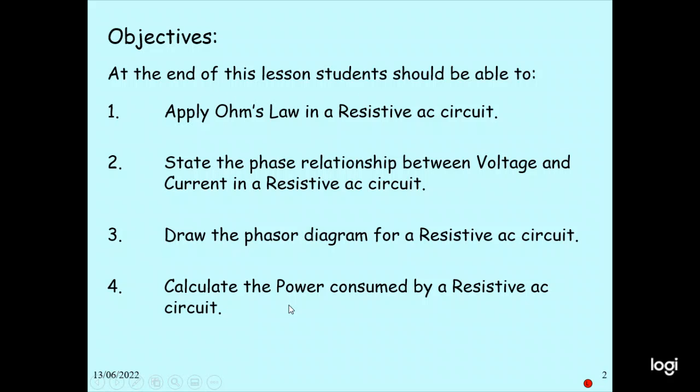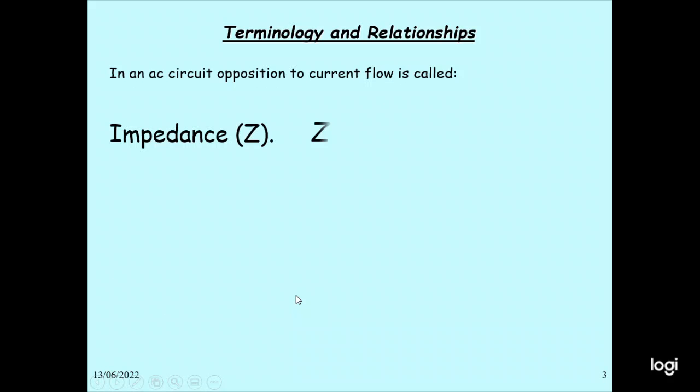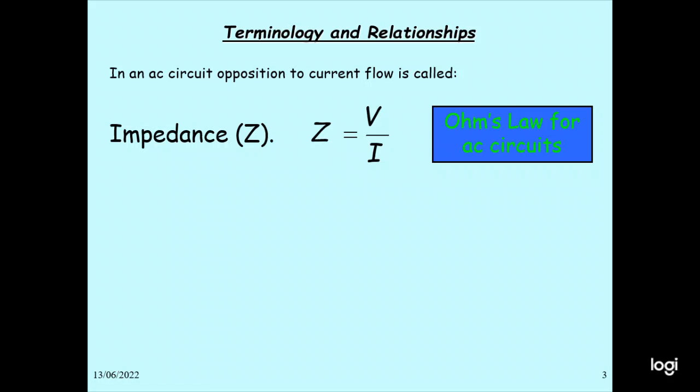So at the end of this session, students should be able to apply Ohm's law in a resistive AC circuit, state the phase relationship between voltage and current in a resistive AC circuit, draw the phasor diagram for a resistive AC circuit, and calculate the power consumed by a resistive AC circuit. The impedance equation is Z equal to V divided by I. This is Ohm's law for the AC circuit.